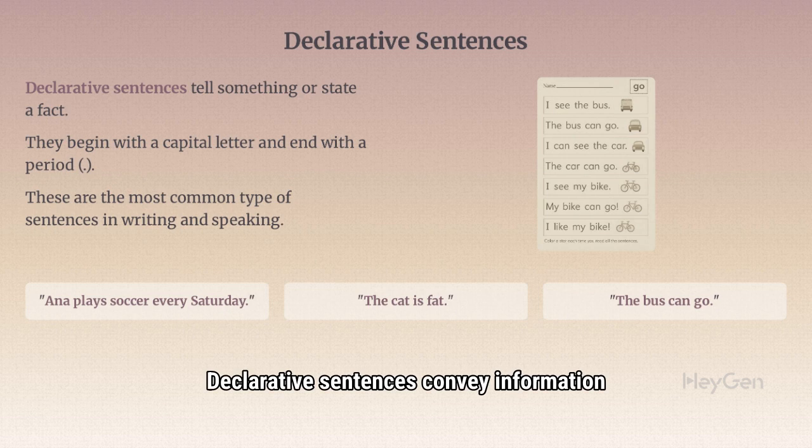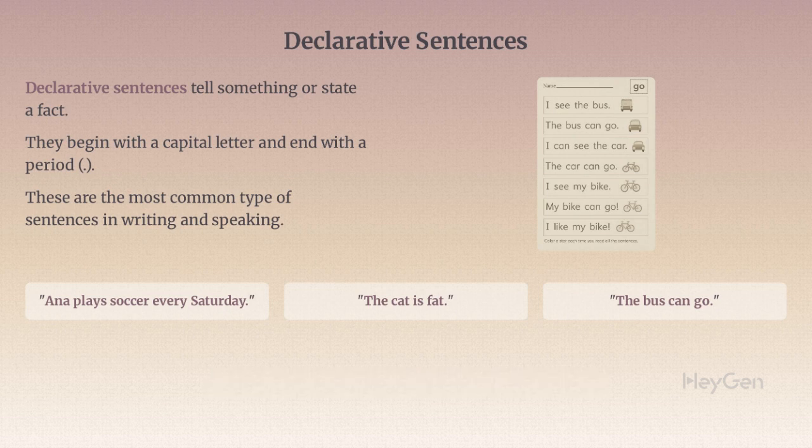Declarative sentences convey information or state facts. They start with a capital letter and end with a period. Common in both writing and speaking, examples include, Anna plays soccer every Saturday. The cat is fat, and the bus can go.